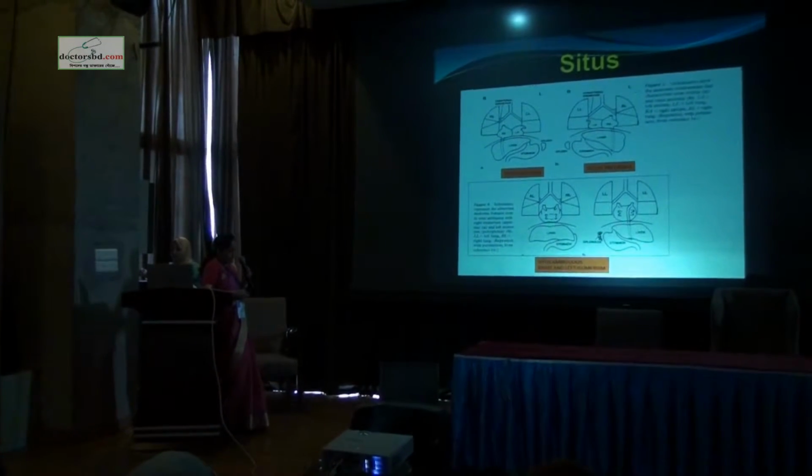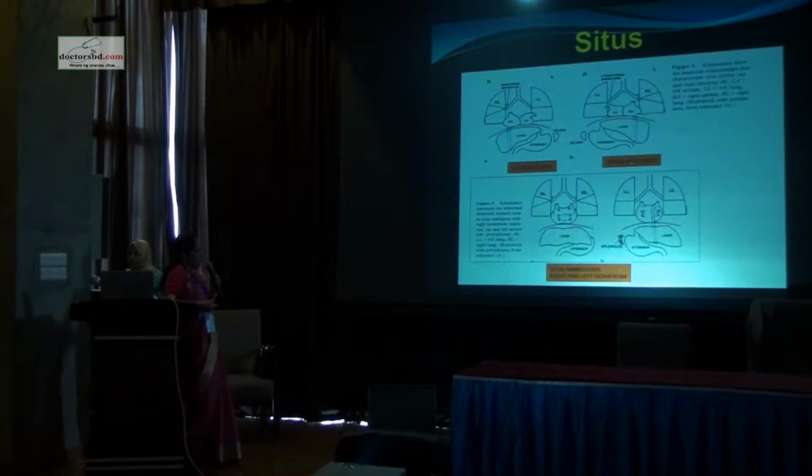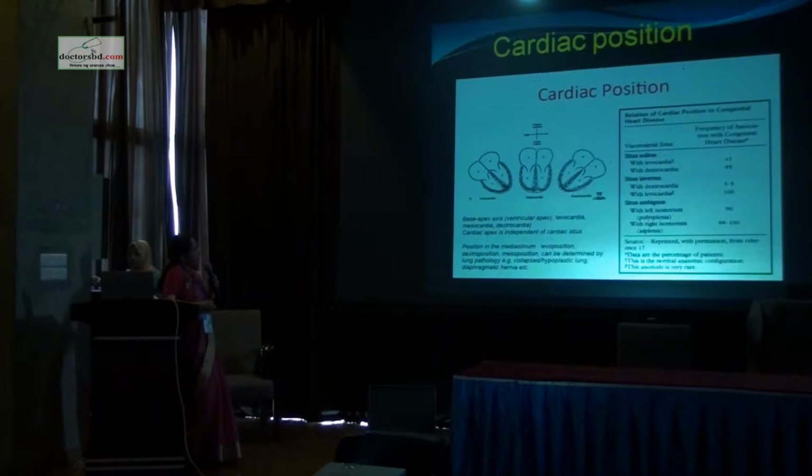These are different situs. This is normal situs solitus, as we know, and abnormal situs inversus and situs ambiguous. This is a different cardiac position. We know levocardia is the normal position, and the other abnormal ones are mesocardia and dextrocardia.